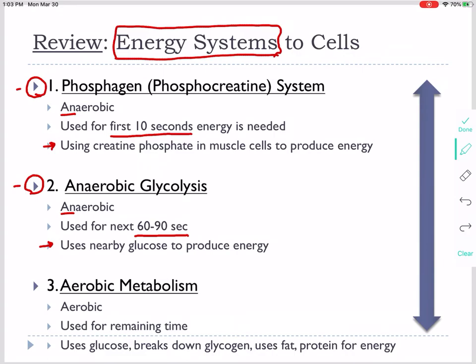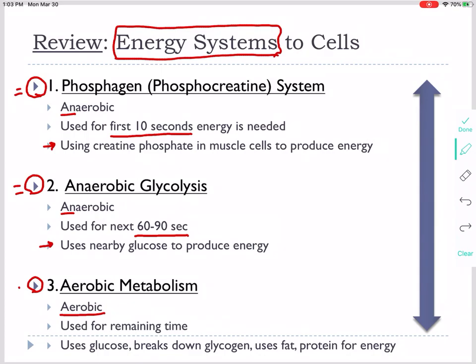But if I'm exercising, and let's say the exercise is 10 minutes. Well, if it's 10 minutes long, the first 10 seconds, I got energy from here. The next minute to minute and a half, I got energy from here. The third energy system that our cells will use is the aerobic metabolism. And this tells us that it is aerobic, so it means that we need oxygen for this.